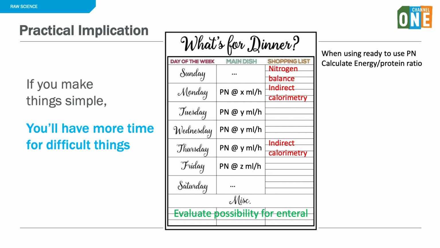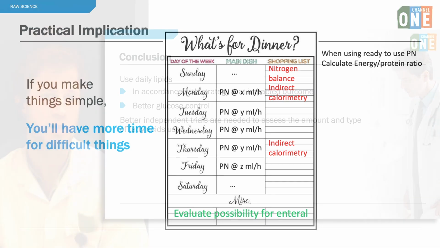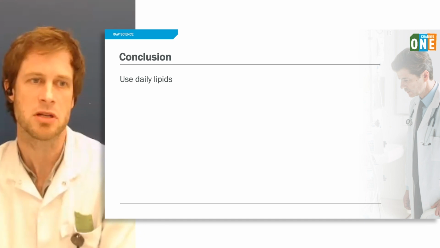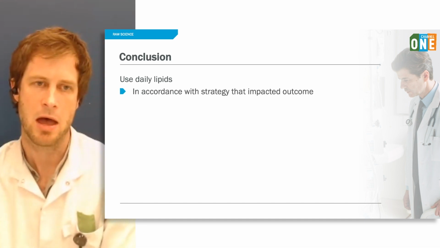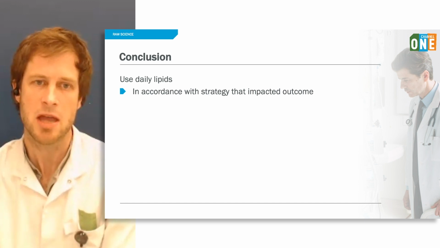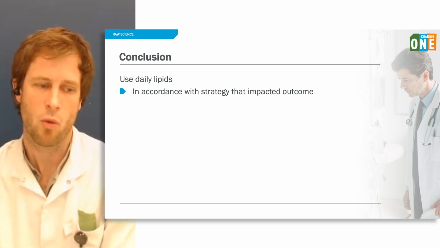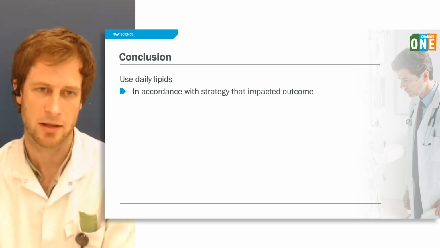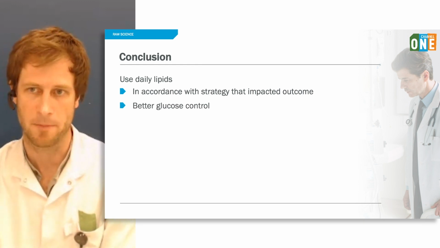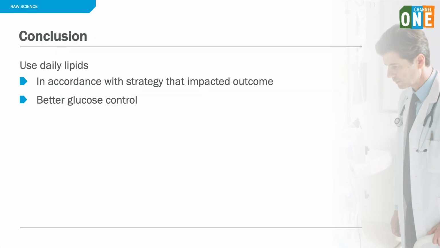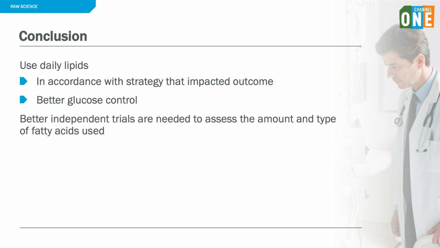So if we can conclude, we use daily lipids because it is in accordance with the nutrition strategy that impacted outcome, and where you will have an impact on mortality and morbidity. You will also have better glucose control. But it is true that we do need better trials to look into our general ICU patients to see which type of fatty acids can be used.